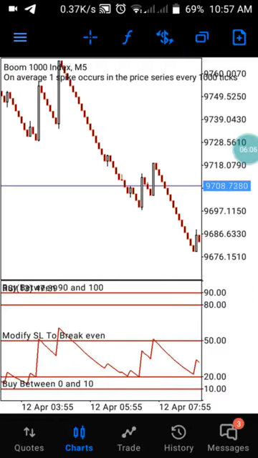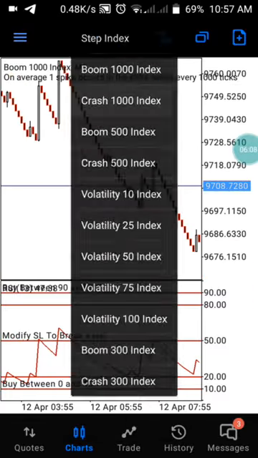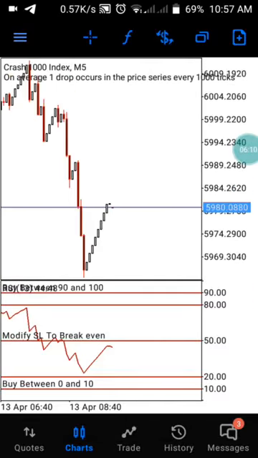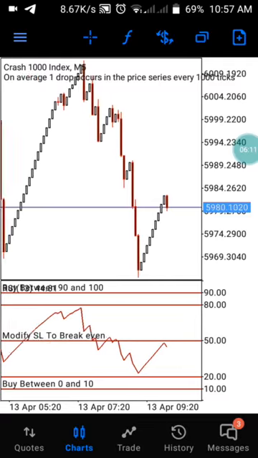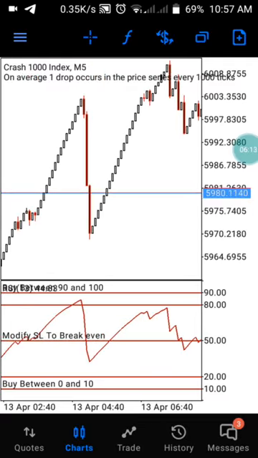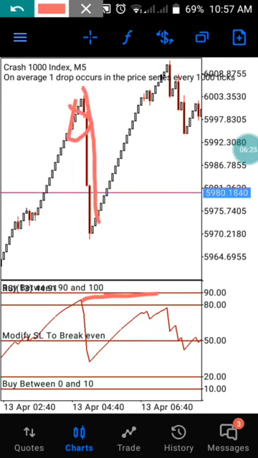So let me show you what exactly Crash 1000 is also. In Crash 1000, the same thing always happens. You are going to be watching your 80 and the 90 level, like this level. Now anytime it crosses above the 90 level, when you enter your trade at this particular time, then you catch your spike down, and you take your profits.